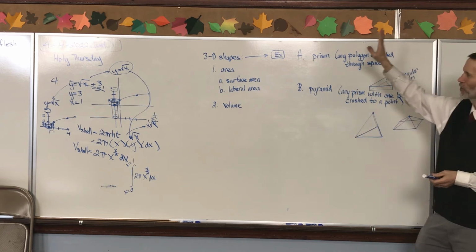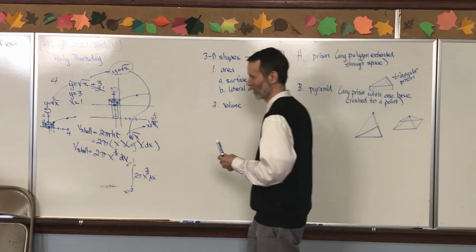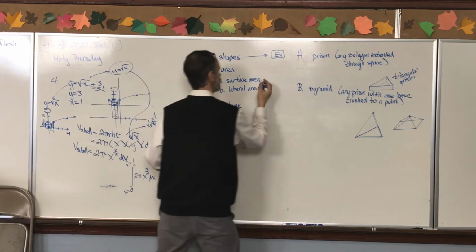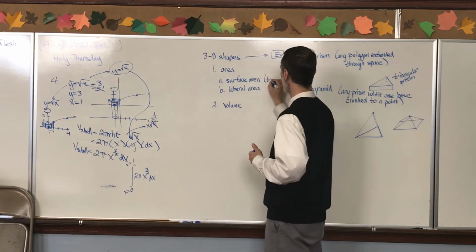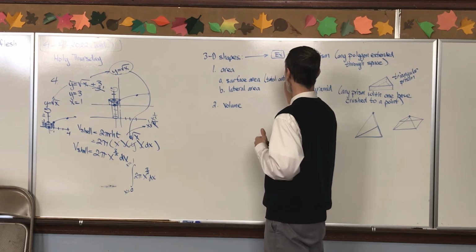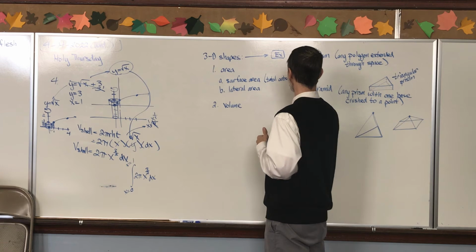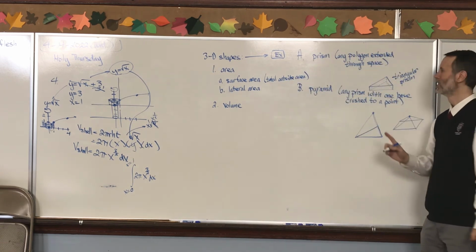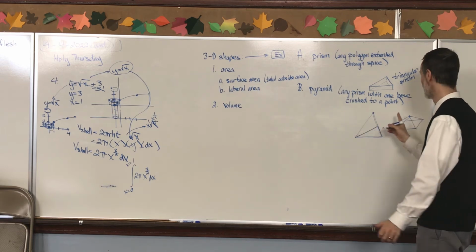We can find the surface area. I need to explain what surface area and lateral area are too. I did briefly before. Surface area is the total outside area. Go ahead and write that down. Surface area is the total outside area.